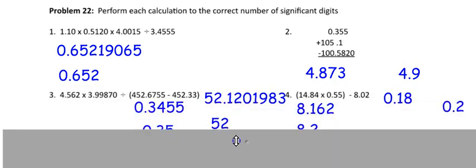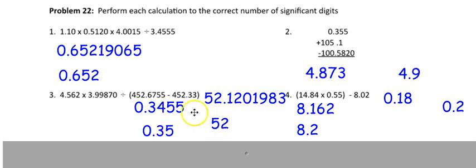So over here in part 3, I first did the parentheses, and when I used my calculator, I got 0.3455, but hold on. This 5 is in the 10,000 spot, and that 3 right here is in the 100 spot, so I rounded to 0.35. Then I did the multiplication and division, so I had this times this divided by 0.35, and the rule when you do that is how many?